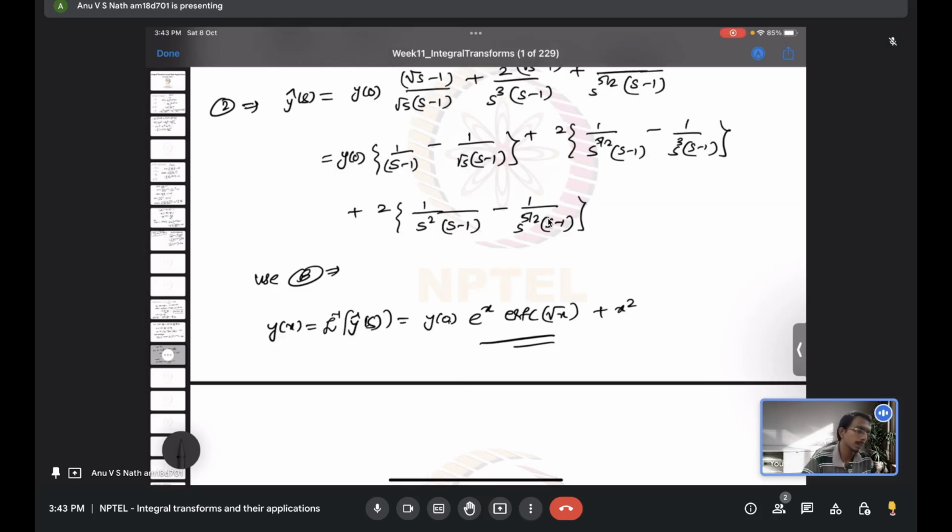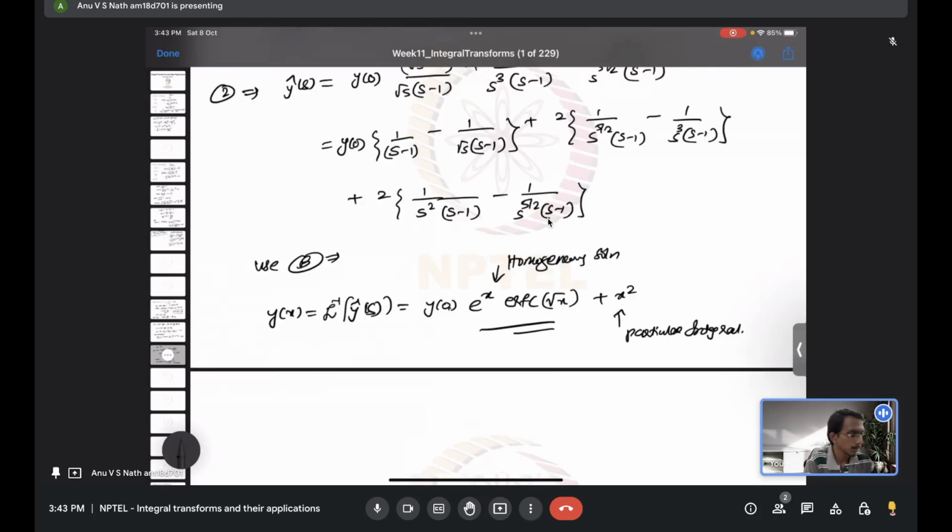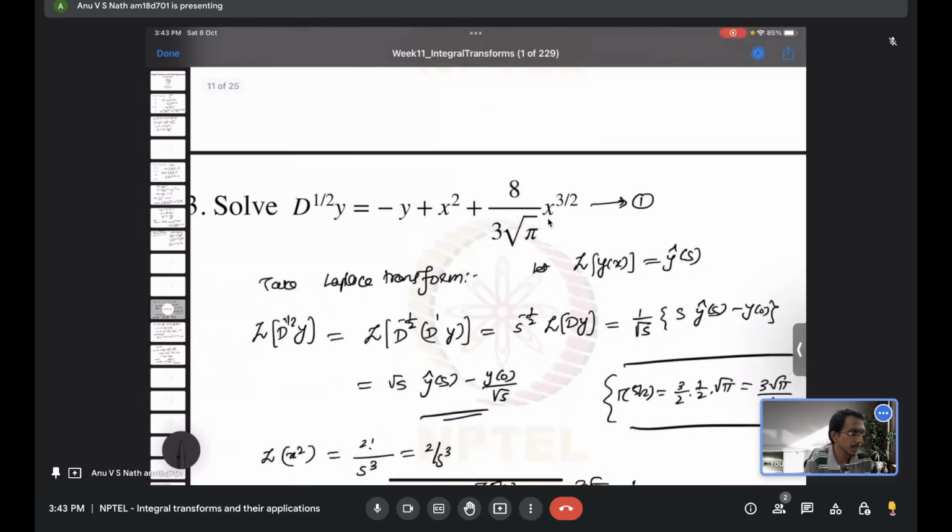So y of 0 is basically a number that we have to give as input, then we will get the solution. This means that the first part we have here is the homogeneous solution, and this is the particular integral. So this is a solution. You can try this, like you can substitute this solution back into this differential equation. This should be satisfied. Okay, so you can try that.